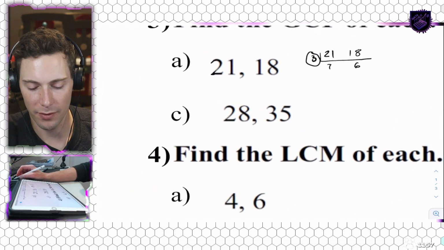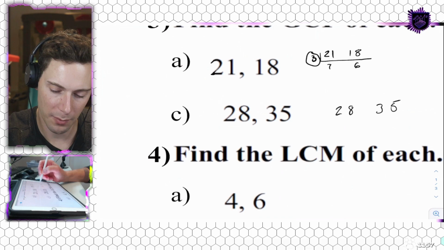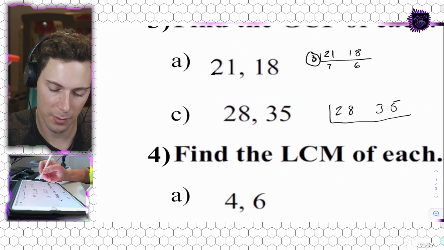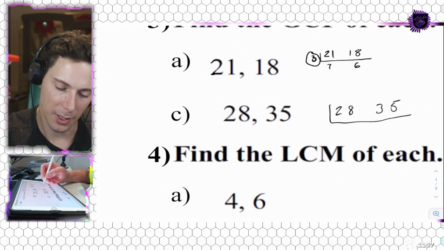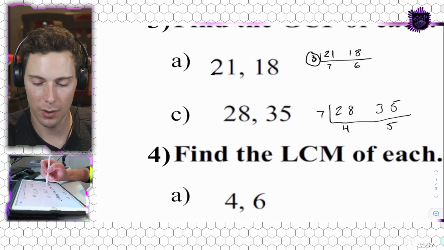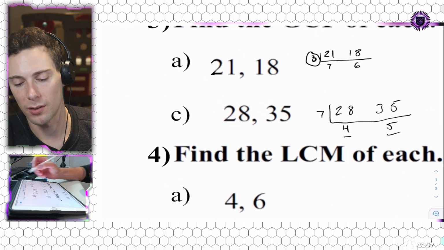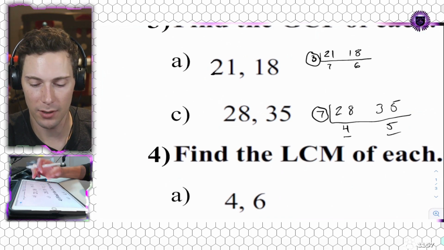28 and 35. The biggest number that's going to go into both of these numbers is, I'm guessing, 7. And 7 goes into 28 4 times, and into 35 5 times. Now do 4 and 5 have a common factor that's greater than 1? No, they do not. So the GCF is going to be 7.